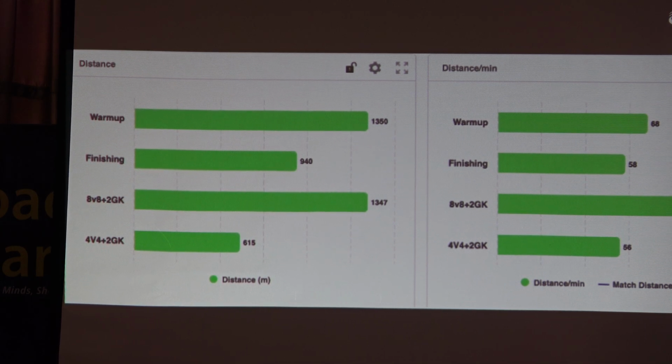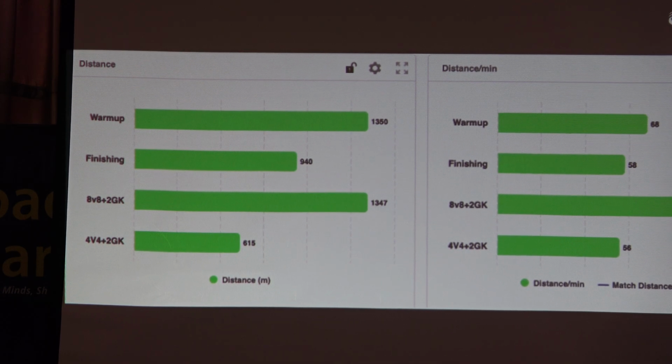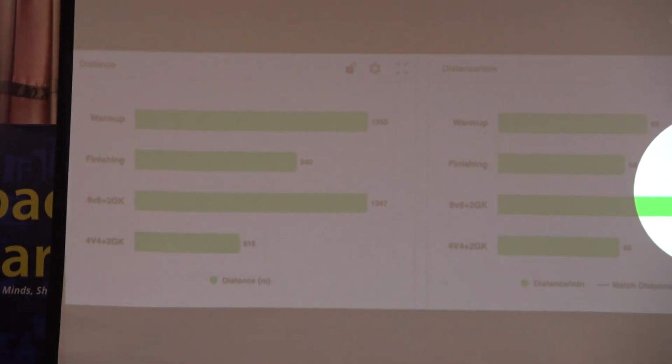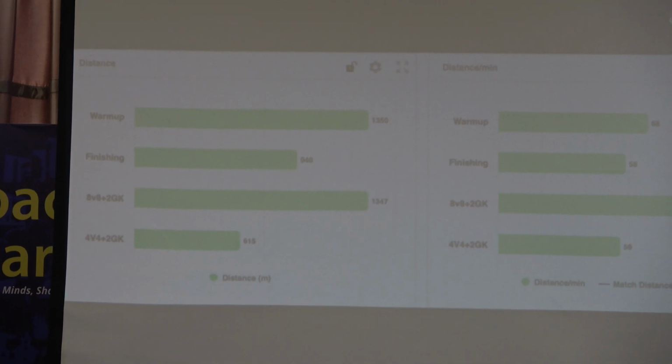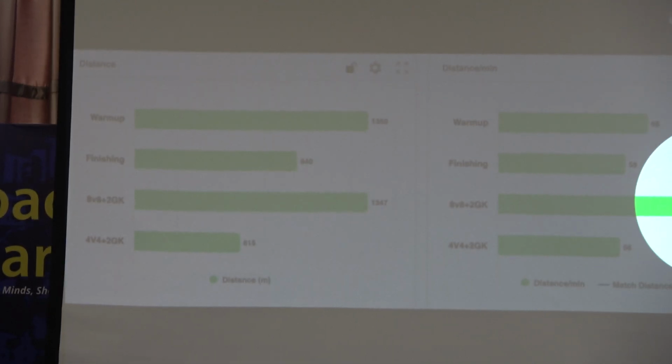pretty high. But when we look at the intensity, which is distance divided by the minutes of the session, then we will see this 8 against 8 plus 2 GKs as the highest distance intensity. Oh, sorry. So this line you see is a reference, it's a match day intensity. So it's very close to the match day intensity.